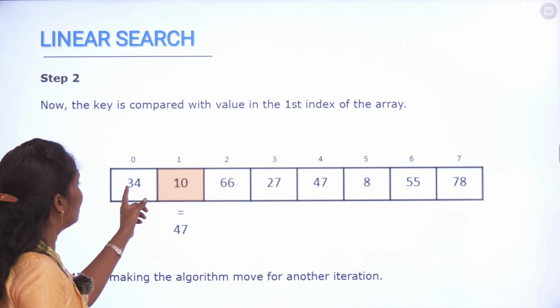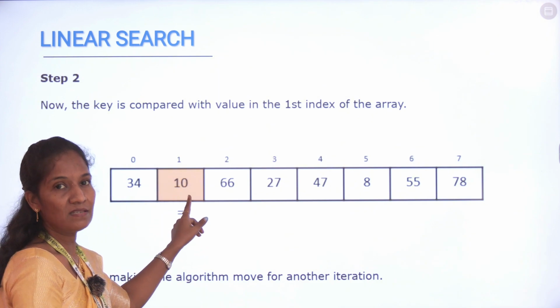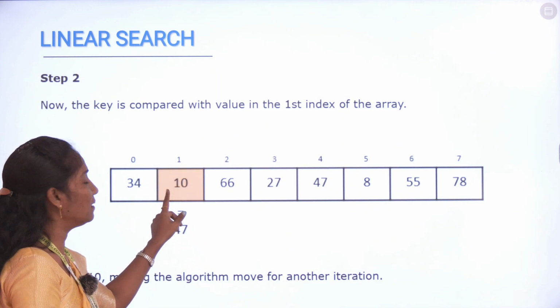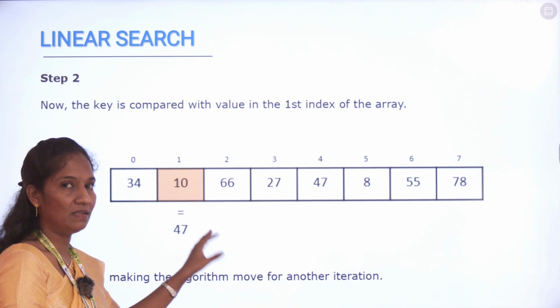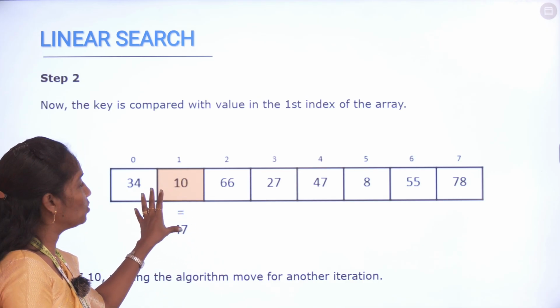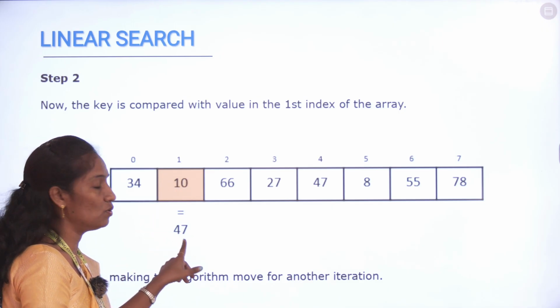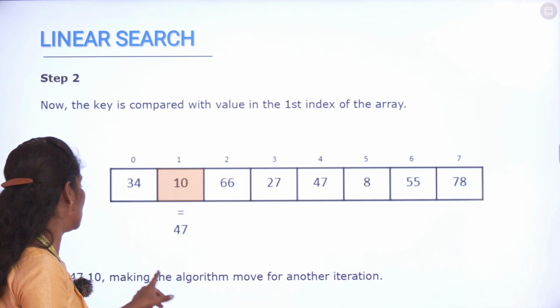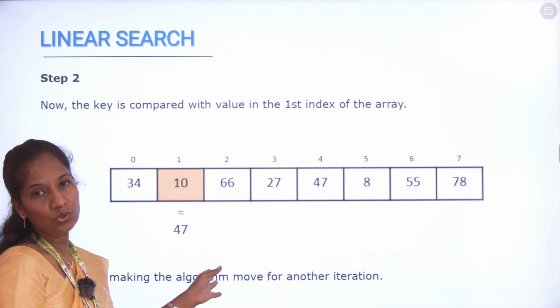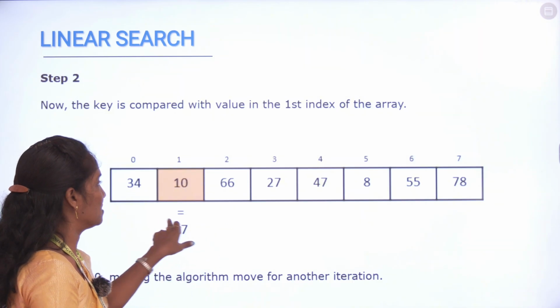Now the pointer shows the index value as 1. This contains the element 10. Now we compare the value 10 with the search key. The search key is 47. We check whether the match is correct or not. Here 10 is not equal to 47. So again we move to the next index value. In this way we carry on the process.